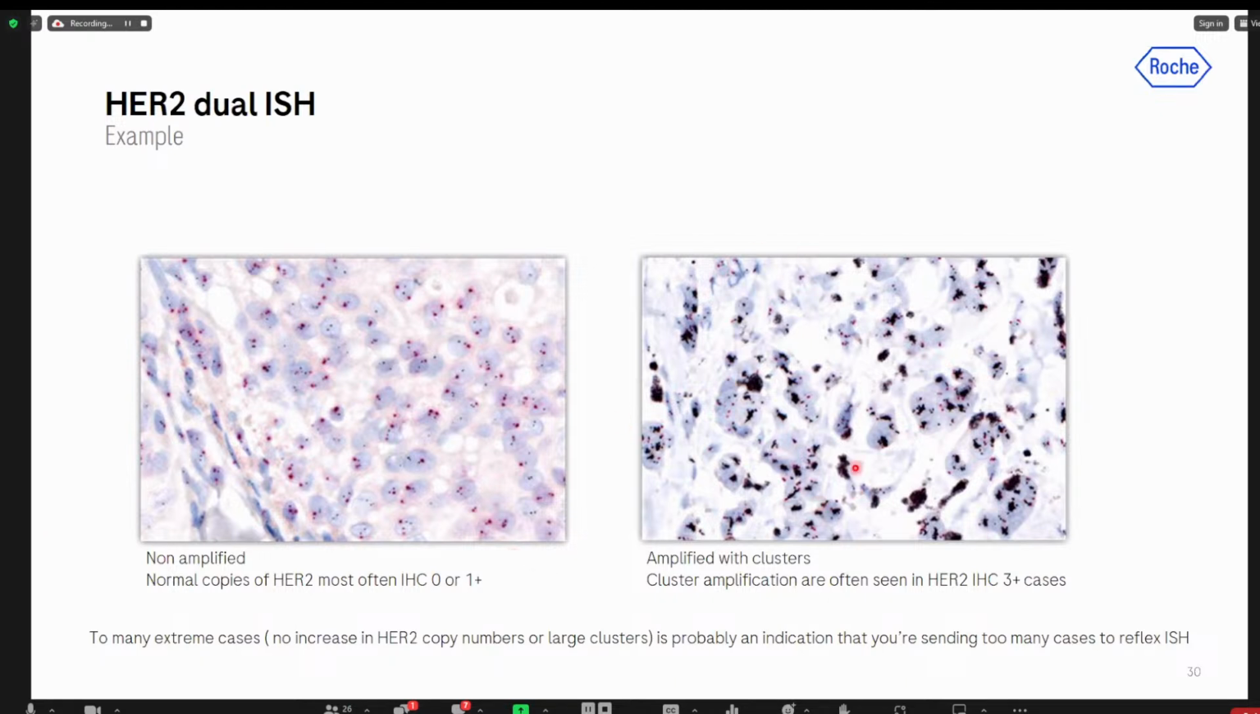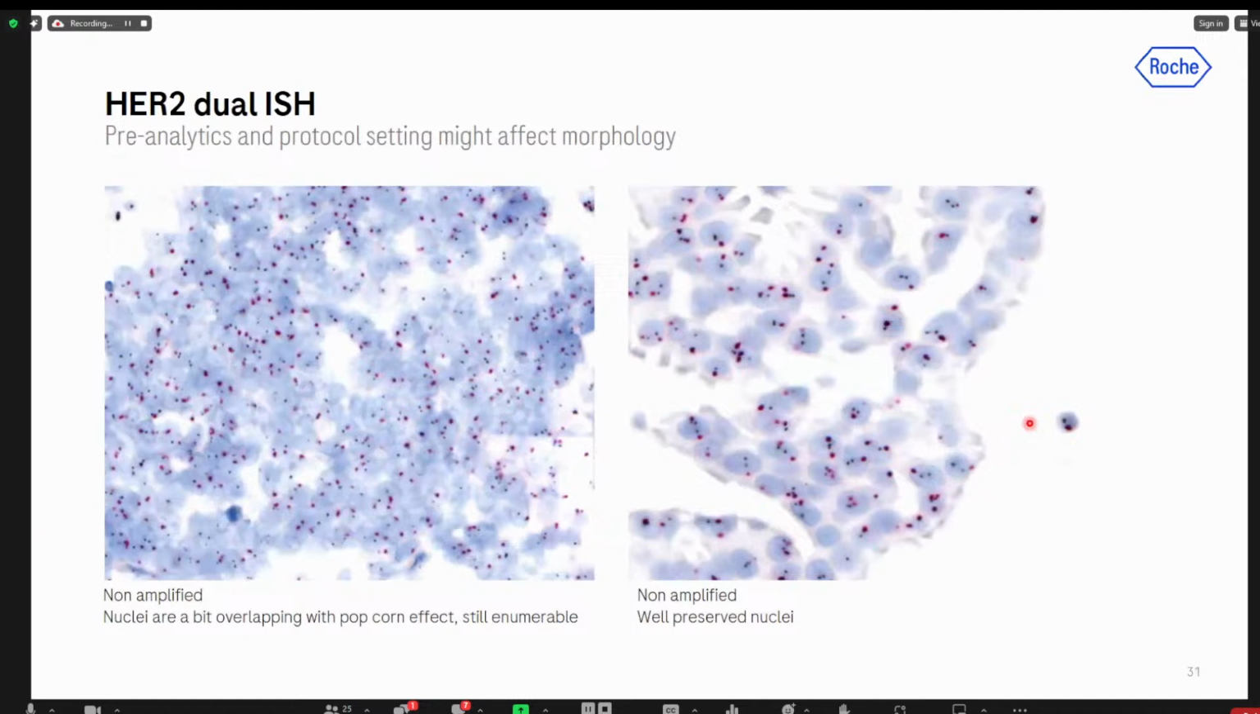Also here, the vice versa situation, you can see from a relatively low power that this is an amplified case. We have the clusters, and many of these cases are also 3+. So always start with the low power to just give your perception. I think in many cases, you will stick with your first impression of a non-amplified or an amplified case, and it's really only a few cases where you will need to go to very, very detailed and extensive counting.